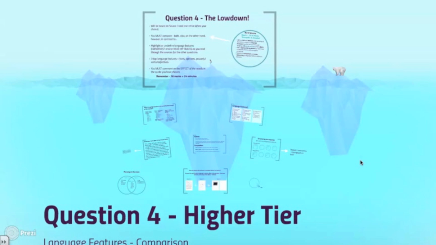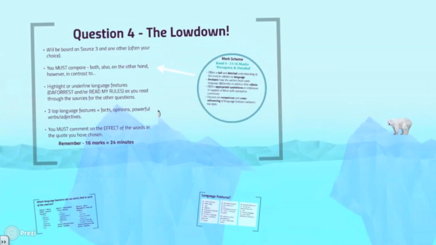Welcome to this video on question 4 on the AQA GCSE English and English language papers for the higher tier. This question focuses on analysing language features within the sources you've been given and comparing two of the sources based on the language features that they use. So let's have a look at question 4 and I'll give you the lowdown on the mark scheme and some tips for answering this question.